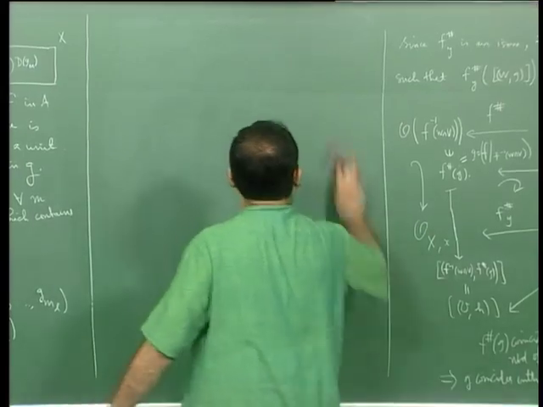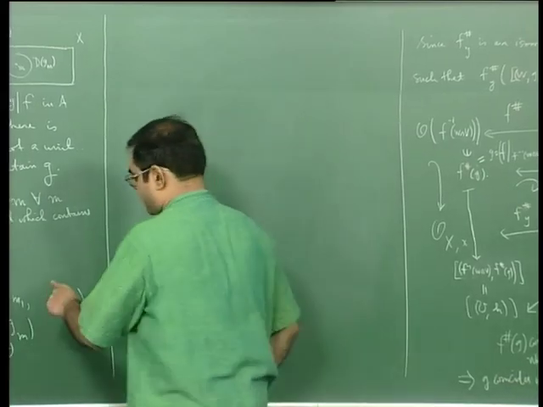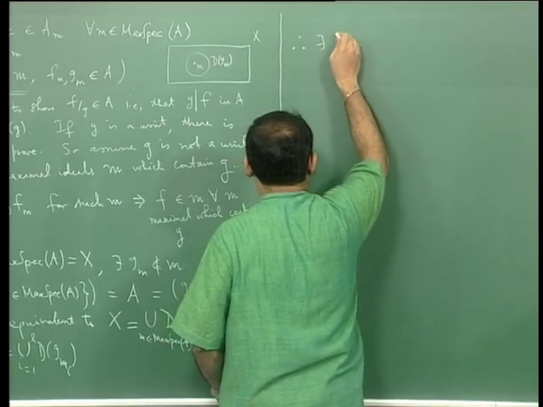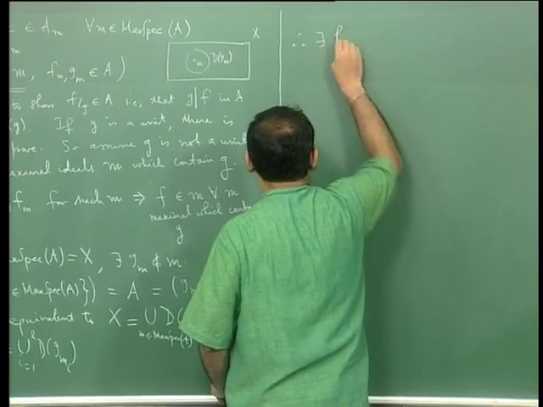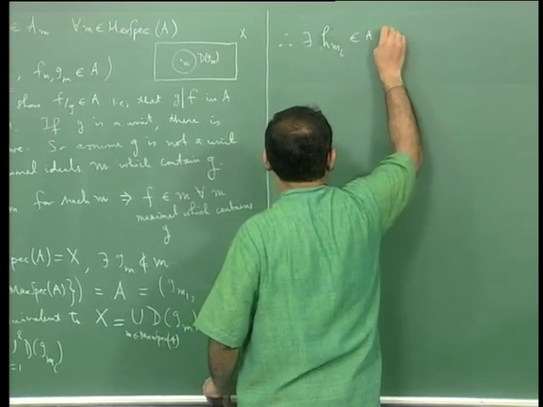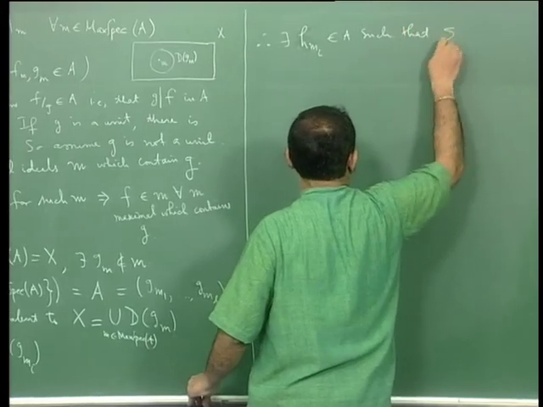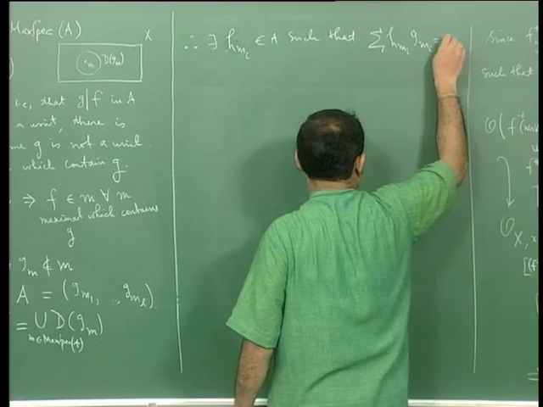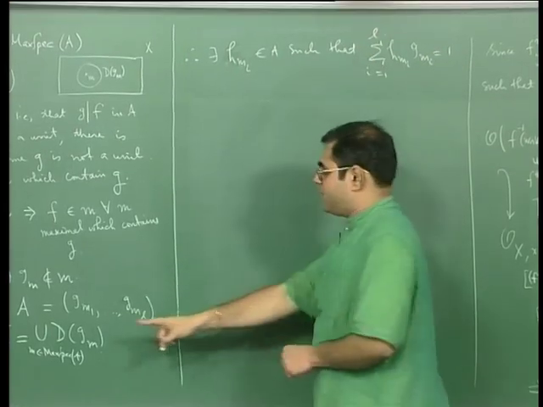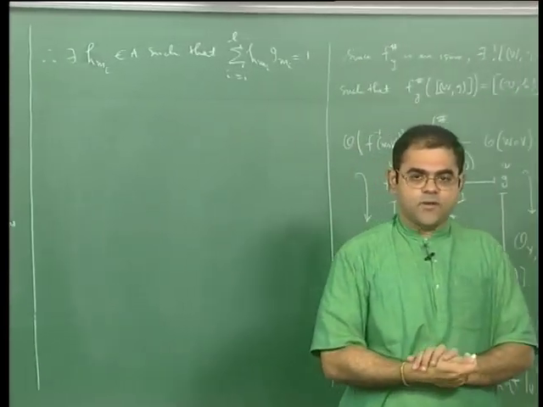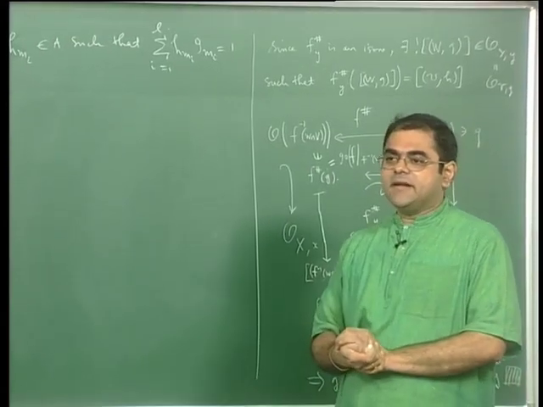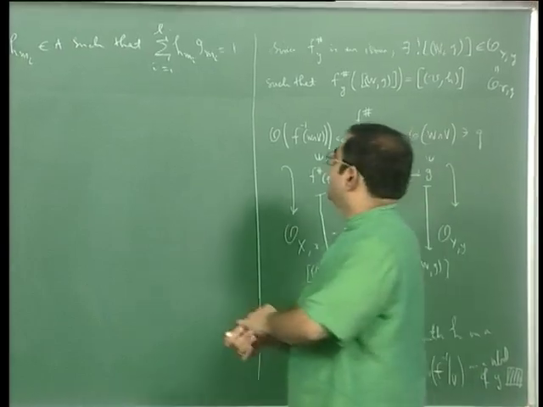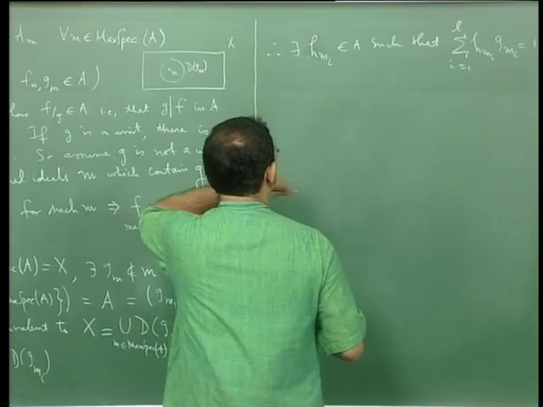Now if you look at it carefully, therefore there exist, let me use h_Mi in A, such that the sum of h_Mi g_Mi is equal to 1, for i equal to 1 to L. This is what it means to say that the g_Mi generate 1. That means a ring linear combination of the g_Mi is equal to 1, for a suitable ring linear combination. Okay, now I can use this.